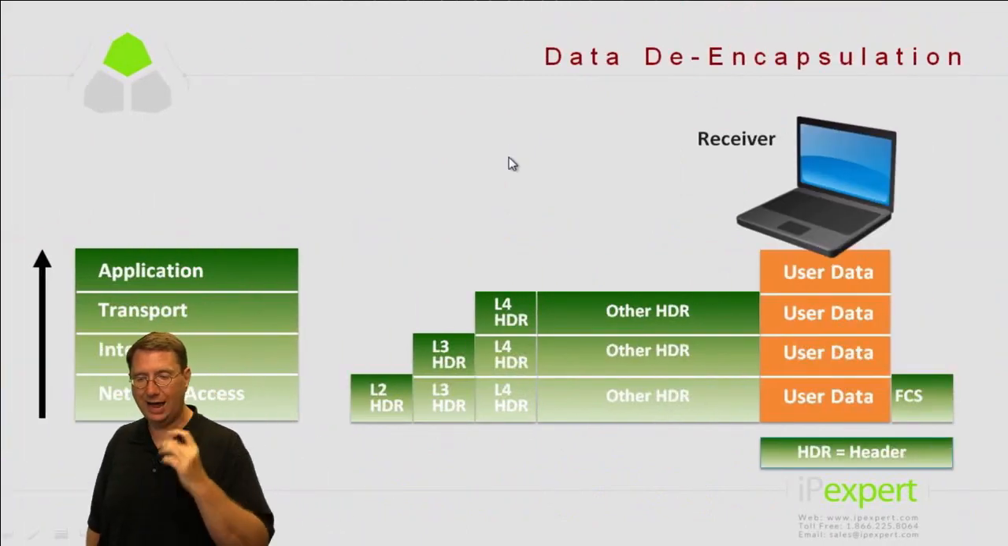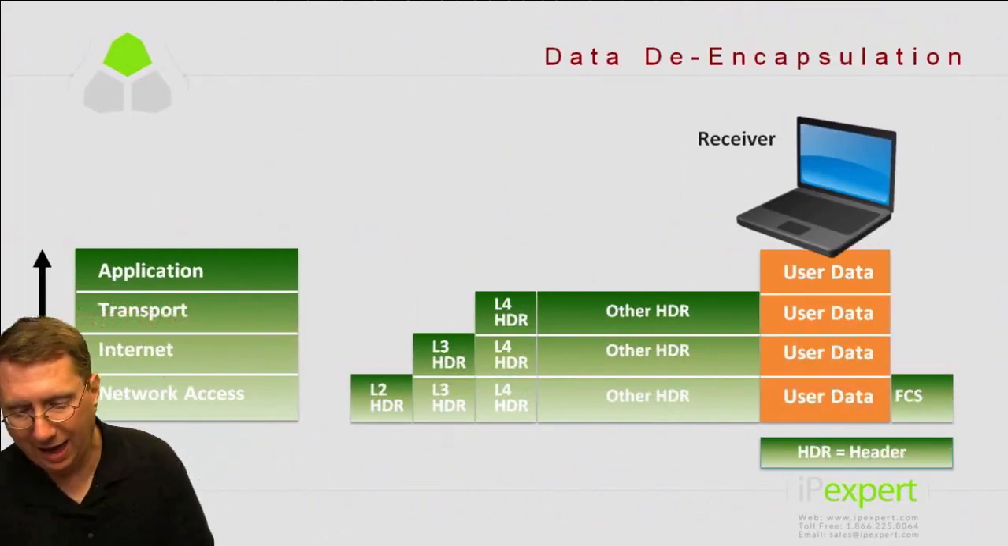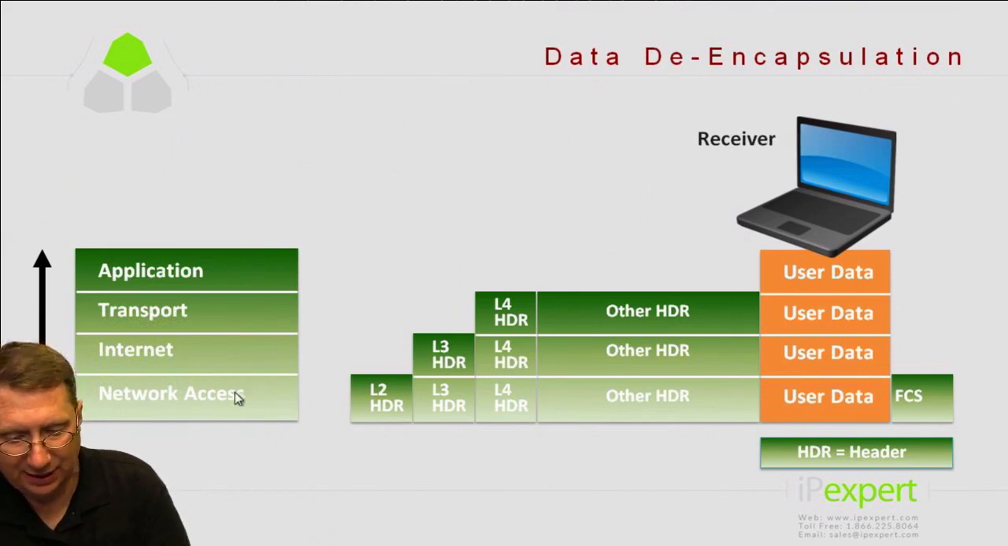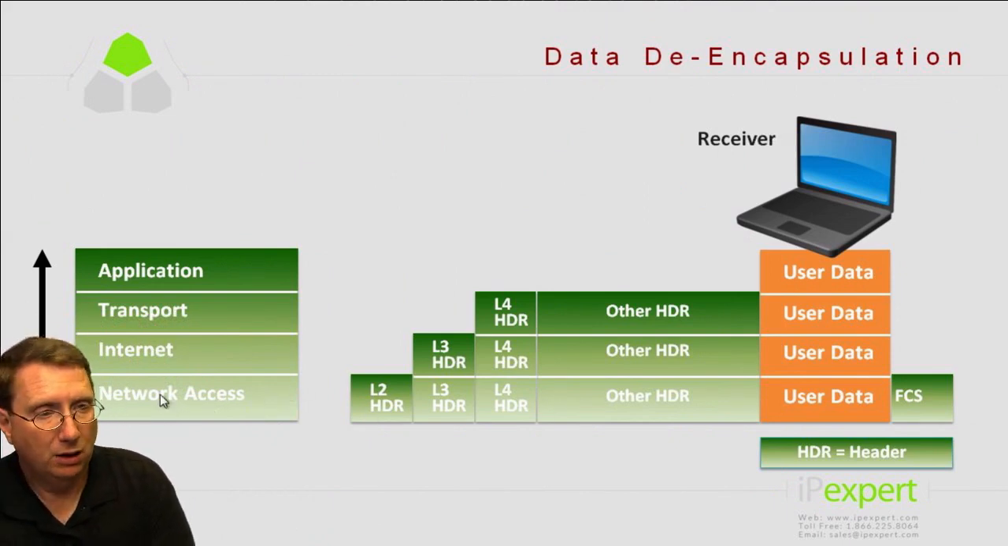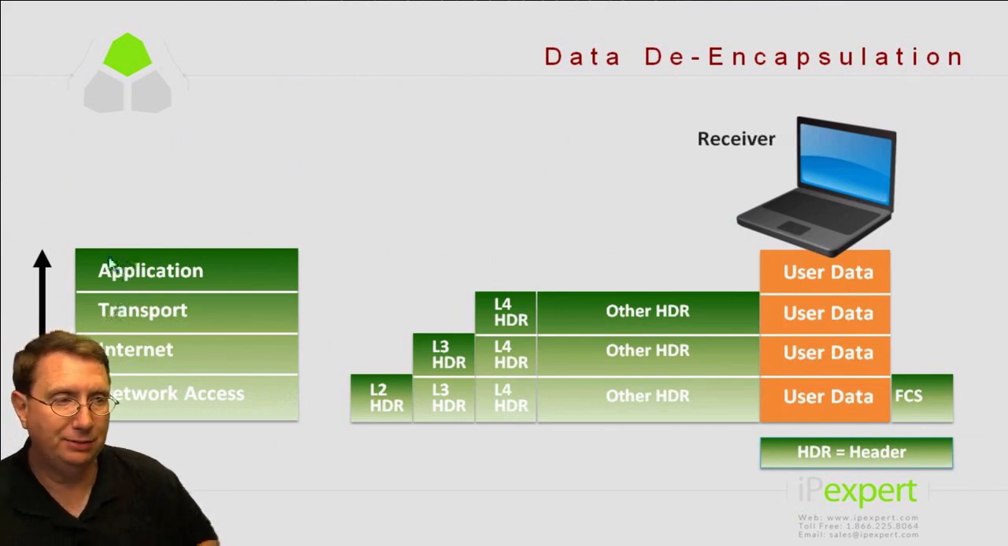So let's look at exactly what's happening. Now, when we go through here, we have our network access layer. That's going to be our link layer here, going all the way up to the internet, to transport, to the application.